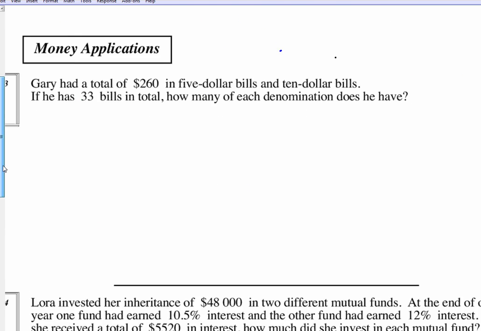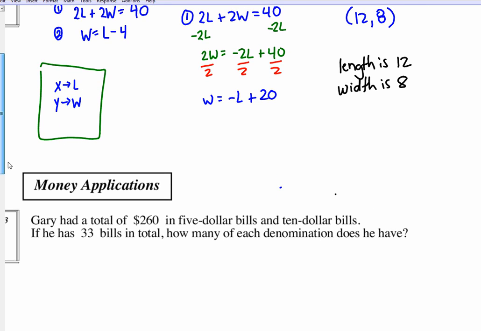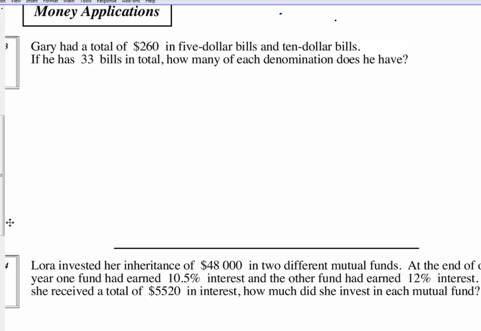All right, was that fun? No? You prefer algebraic, eh? I find it easier, actually. Especially in a word problem where you have to switch your variables to x and y and blah, blah, blah. Okay, Gary has a total.